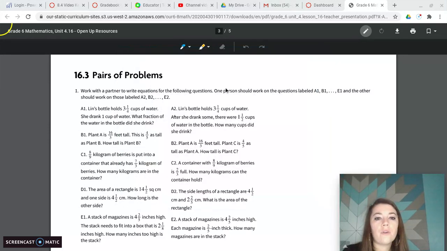If we were in person together, we would do this working with a partner. You'd alternate, you'd do A1, one would do A2, and so on. We're going to do all of them together.